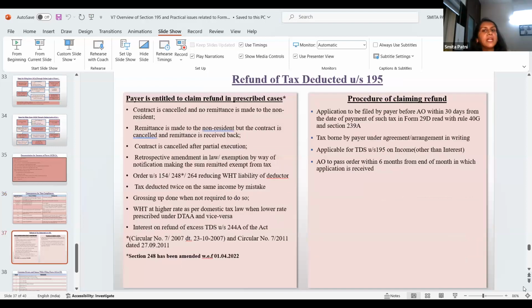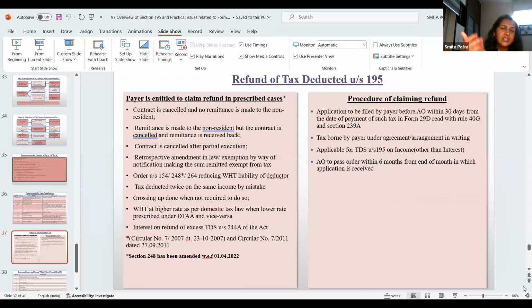We can also obtain a refund of tax under 195. There is a set procedure for claiming the refund, but the only condition for taking a refund is that we have actually deposited that tax with the Government of India, that means with the income tax department. Then only, obviously, we can ask for the refund.